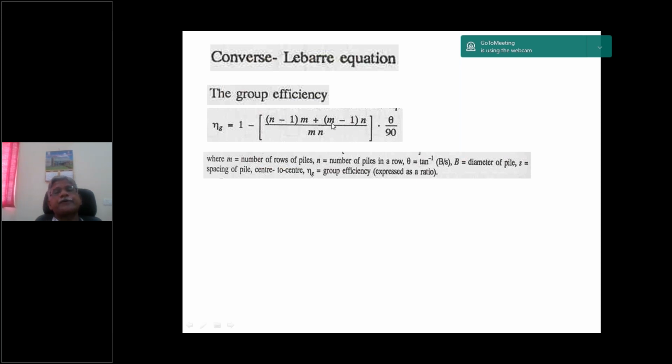So the number of columns of piles and the number of piles in the row, if you know them, and theta is nothing but the tan inverse of d by s, where d is the diameter and s is the spacing between the piles. By substituting all these geometric conditions in this formula, you can get the group efficiency of the pile group. This is suggested by Converse-Labarre.